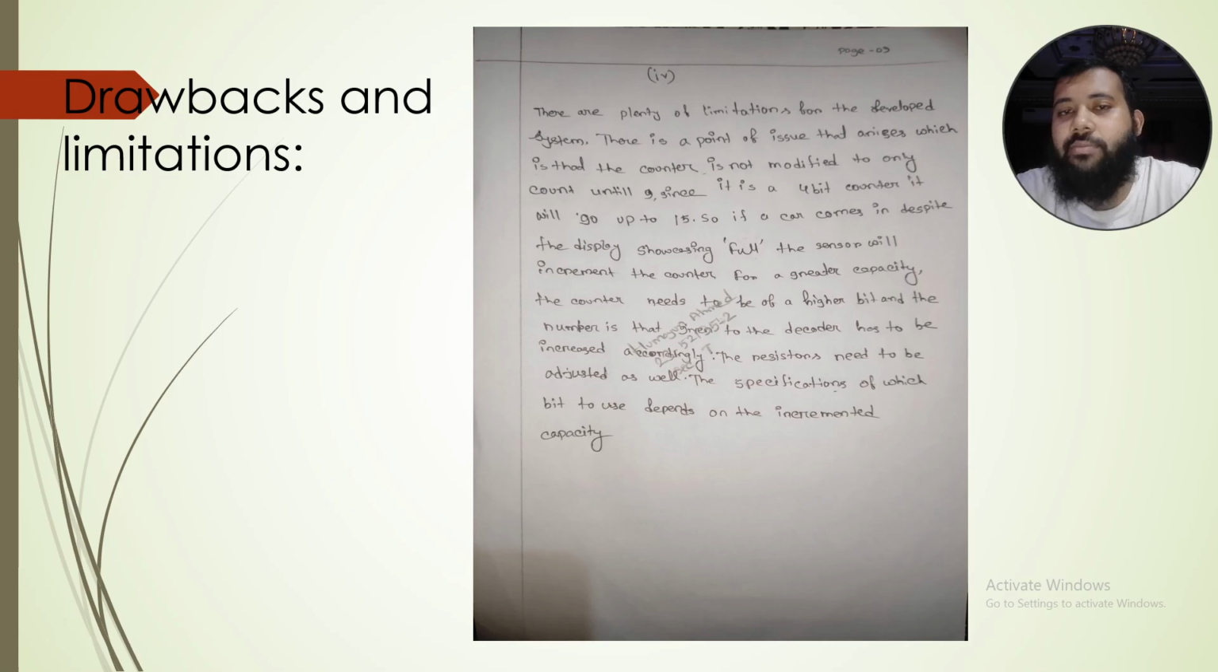So if a car comes in despite the display showing full, the sensor will increment the counter for a greater capacity. The counter needs to have more bits, and the number given to the decoder has to be increased accordingly. The register needs to be adjusted as well. The choice of bits depends on the increment and the capacity, and this enhancement would make the system more scalable and user friendly. That's all my part.